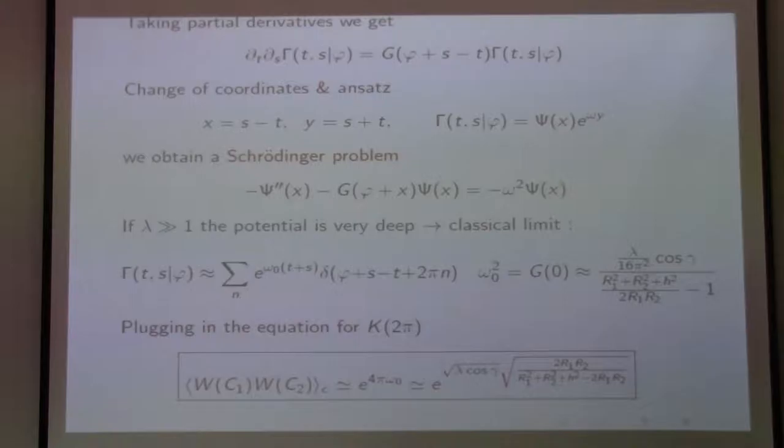And then you can solve, so this gamma function can be approximated by delta functions, very localized at the minimum. And this coefficient omega zero is nothing but the value of the potential at the minimum, right? So then you plug this in the integral equation for gamma and you solve, and you get some expression that is valid for large cos gamma and for large lambda. Right?